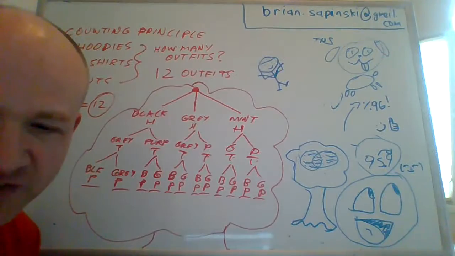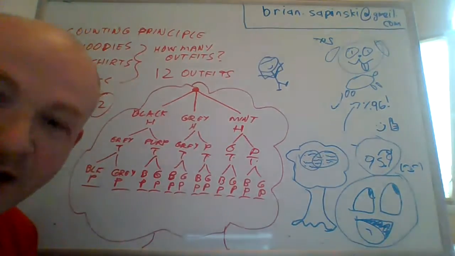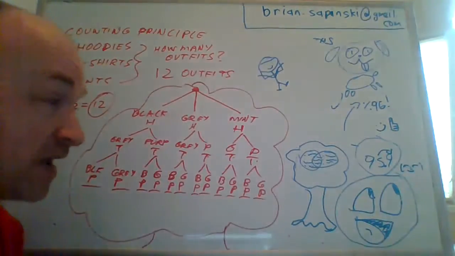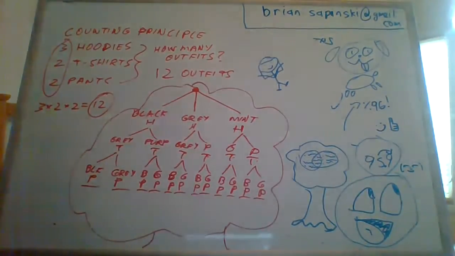Right, but wouldn't it be difficult to use a tree when dealing with that? Yeah, in terms of listing out possibilities, absolutely. Yes, it would definitely be difficult to list it all out.